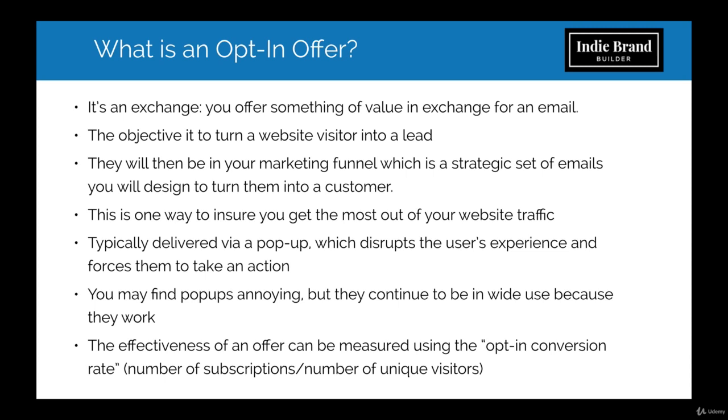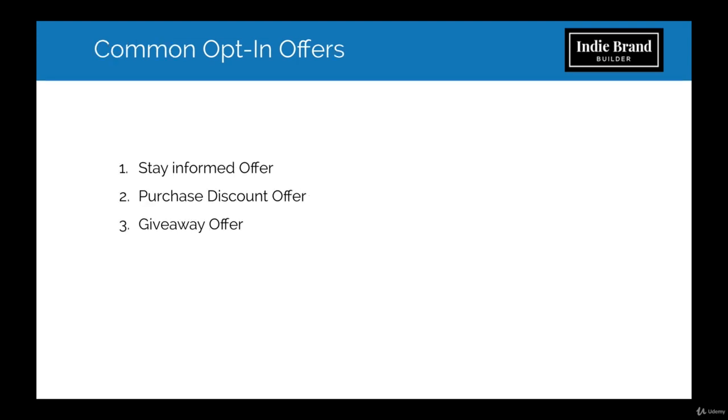Now, you may find these pop-ups annoying when you encounter them on other people's sites, but they continue to be in wide use simply because they are highly effective. They work. And the effectiveness of an offer is measured using what we would call the opt-in conversion rate. So this is the number of subscriptions or opt-ins that you get divided by the number of unique visitors. So let's talk about three common opt-in offers. There's the stay informed offer, there's the purchase discount offer, and there's the giveaway offer. I'm going to go into each one of these in more detail.